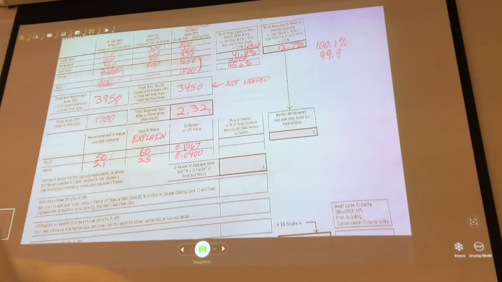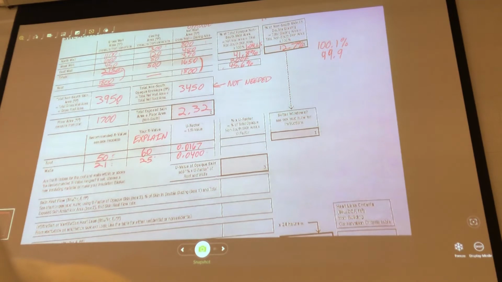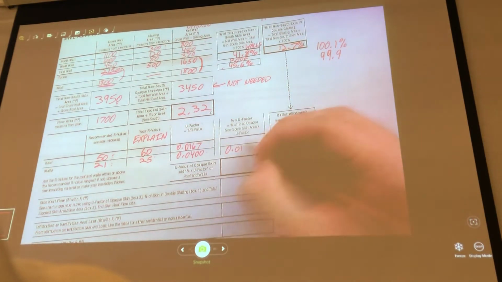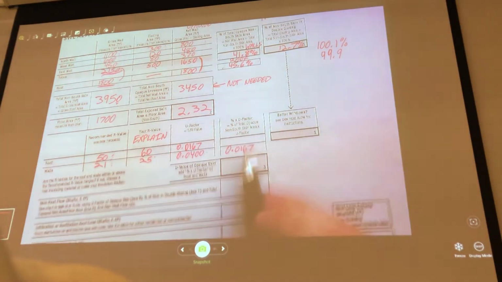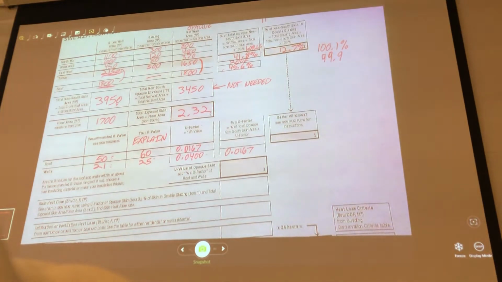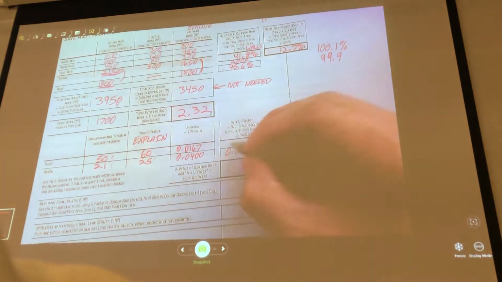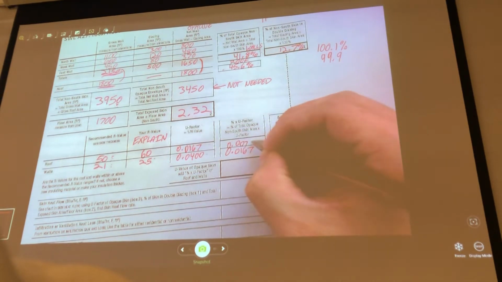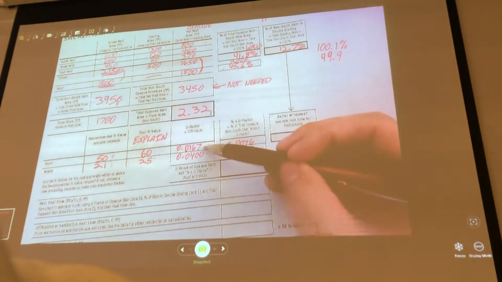Remember, this is a percent, so it's 0.418 times 0.04, which gives us a value of 0.0167. Again, you can round to the thousandths place. And for our roof, we've got 0.0076, 0.456 times 0.0167.